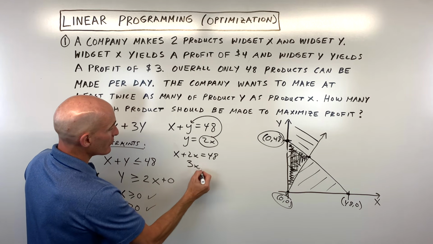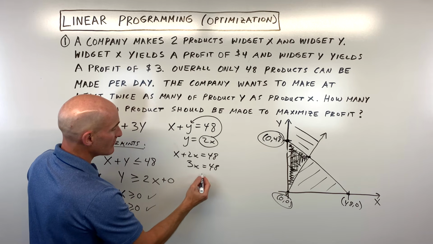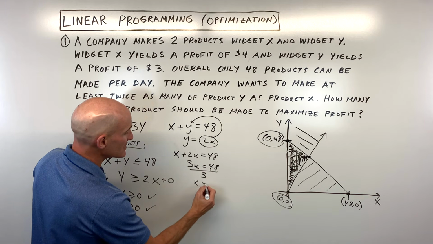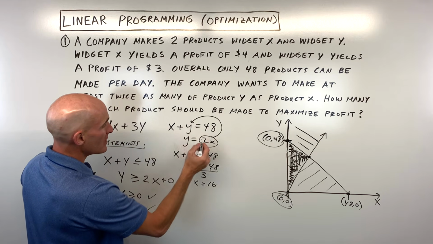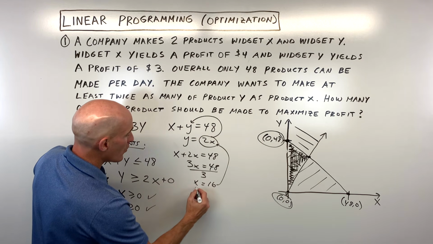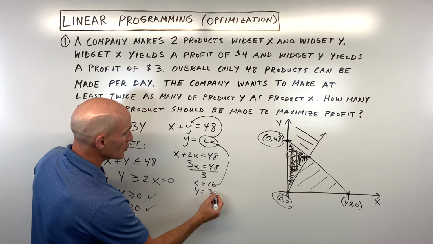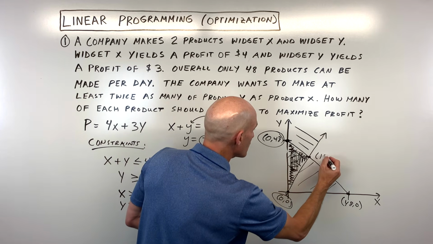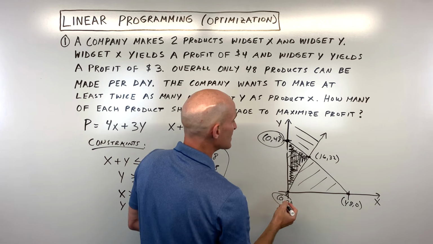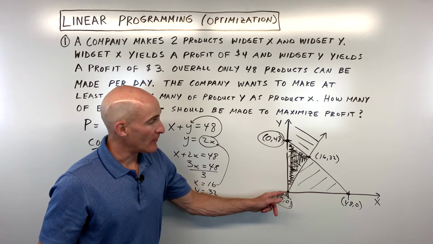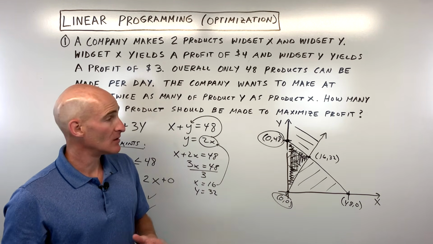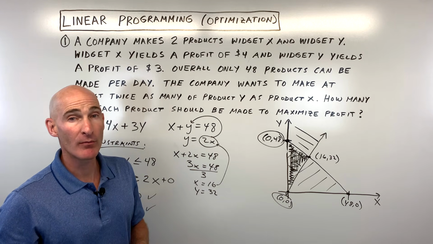So now we have 3x equals 48, divide both sides by 3, and you can see that x equals 16. Now if we put 16 back in here or here, it doesn't matter, you can see y is going to come out to 32. And so that's the coordinates of this point right here, 16, 32. So we're going to use those vertices of that feasible region to see which one is going to give us a maximum profit.